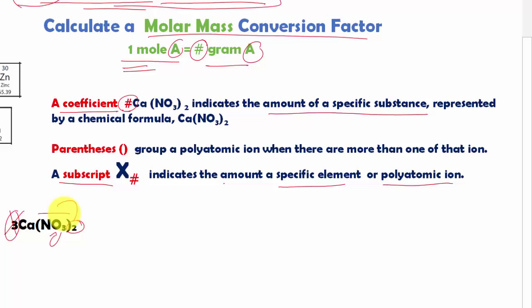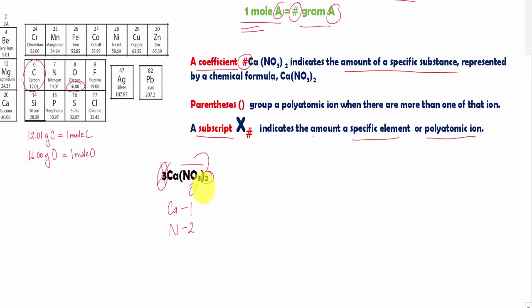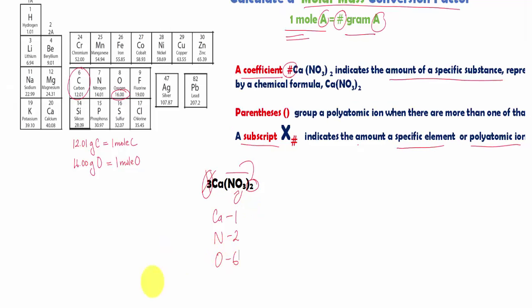So before we can determine the molar mass of this whole entire substance, we have to list the elements and count them. In this example, we have Ca, so we have 1 Ca. And for the N, we don't have just 1 N, because that 2 right there makes it 2 nitrogen. Then we have the oxygen. Since there are 2 of 3 oxygen, that gives us 6 oxygen total.